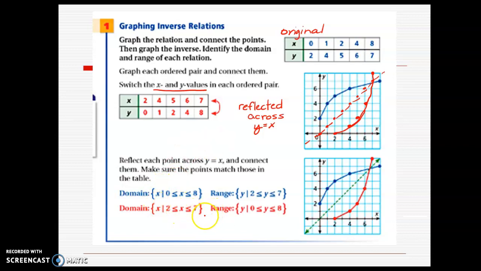They have made this here the continuous domain because we've joined all the points, and they flip. Your domain here is between 0 and 8. Okay. Your range is between 2 and 7. And they flip. The range goes to the domain, and the domain goes to the range. That's what makes an inverse.